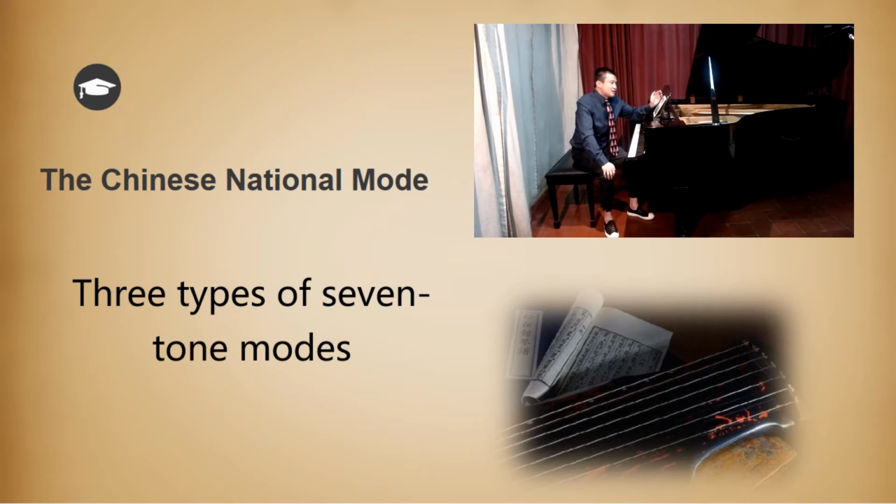Presuming that C is our tonic as an example. 清乐宫 mode: 宫商角清角徵羽变宫. Interval relationship: major second, major second, minor second, major second, major second, minor second. In addition, 清乐商 mode, 清乐角 mode, 清乐徵 mode, 清乐羽 mode.